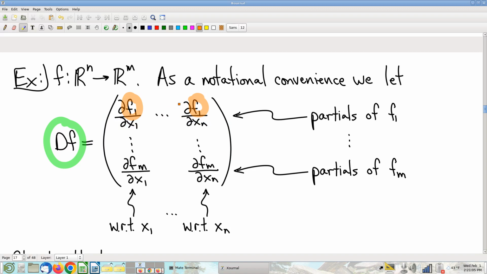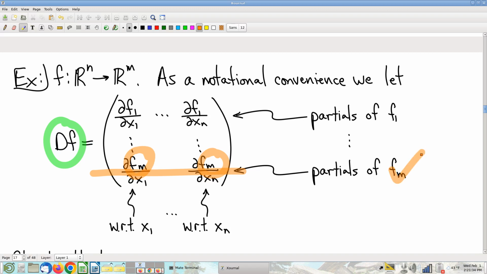We're not always taking the partial with respect to the same input variable. We're always taking the partials of the same output variable. So this first row, I'm going to call the F1 row for that reason. And then likewise all the way down to the last row, we're always taking partials of FM. So we'll call that the FM row.